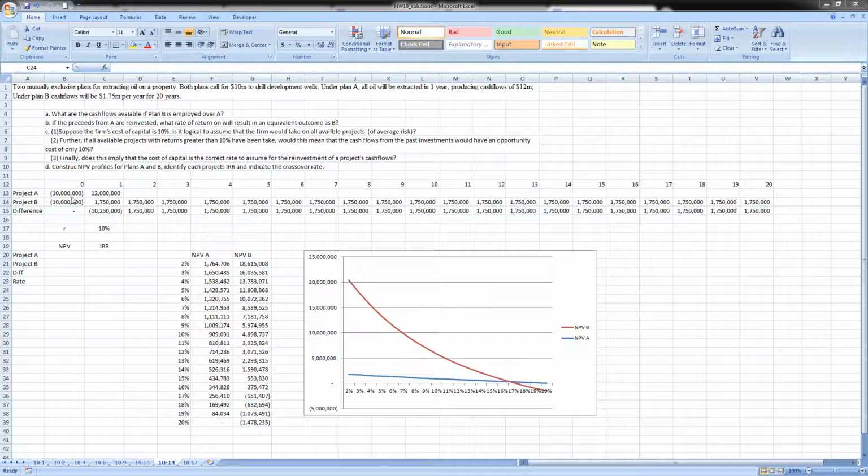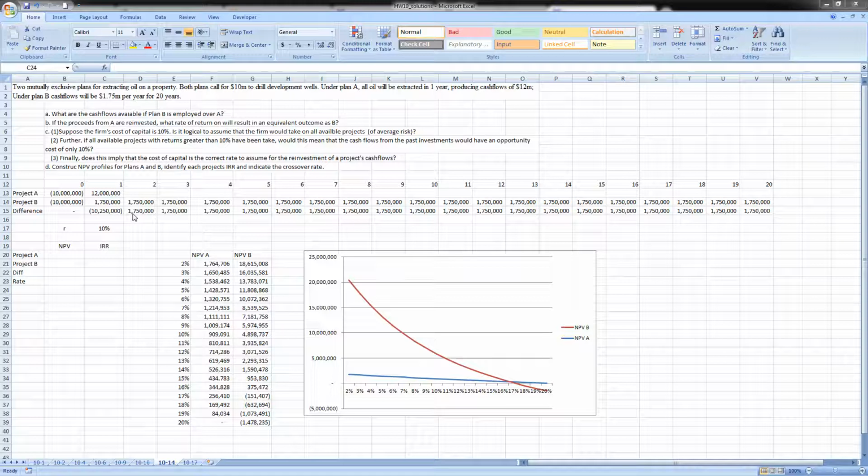The difference is at time 0, there's no difference in the initial investment. In B over A, we see that there is a difference of $10.25 million to the negative, and in the remaining 19 years, we have an annuity stream of $1.75 million.